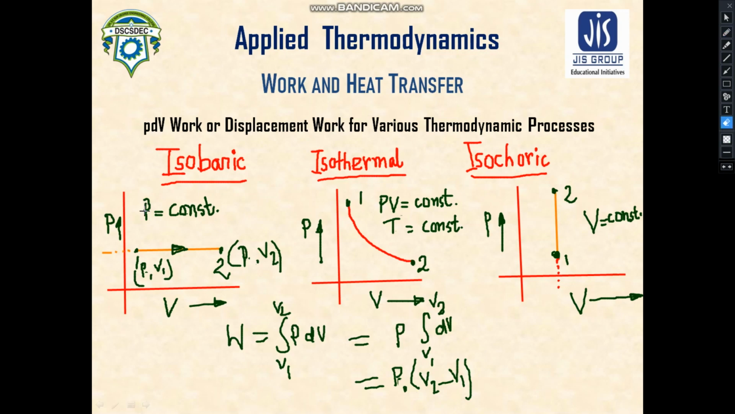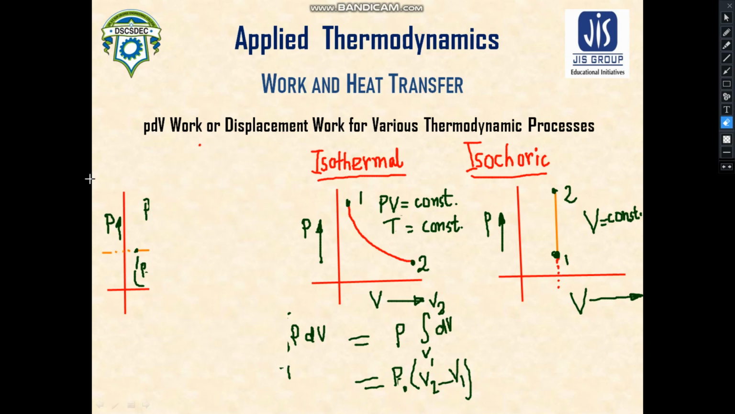So let us erase this, because it is quite evident that the pressure remains constant, and volume is the only parameter which goes on changing. The integration of dV yields the value of V2 minus V1. So the net work done becomes P(V2 minus V1). So let us just clear this isobaric thing.